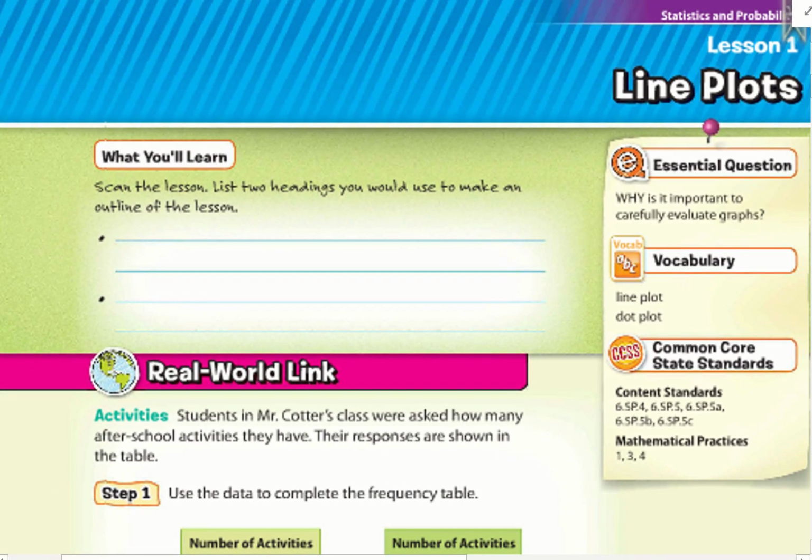Today we'll be learning about line plots. So two headings that we'll be doing today are line plots and dot plots.